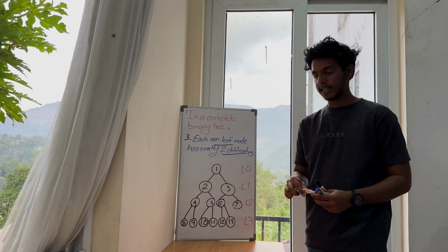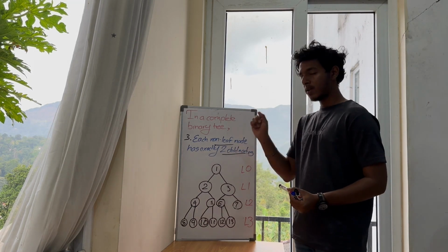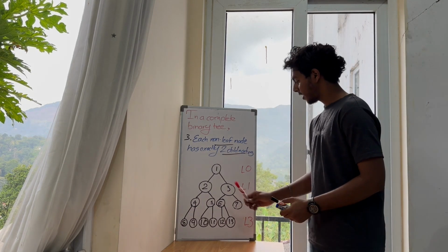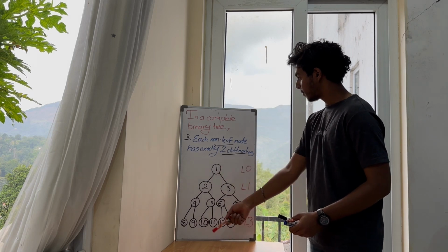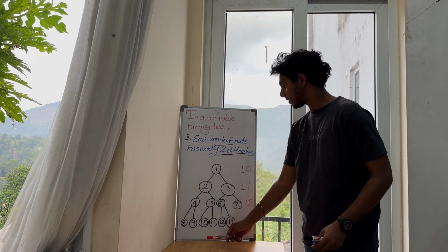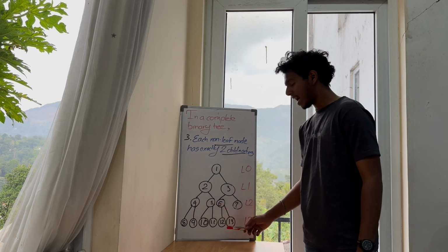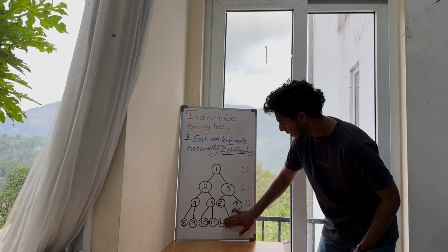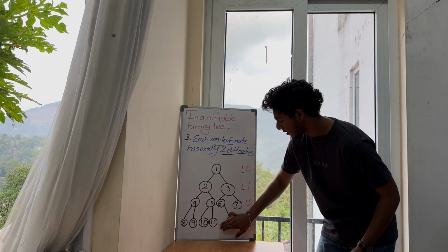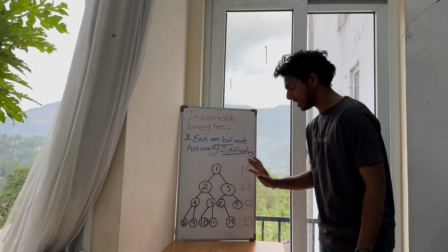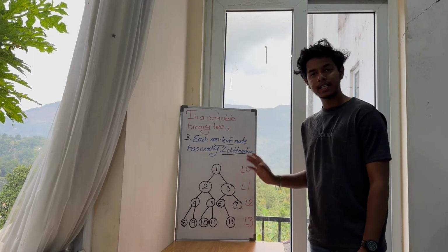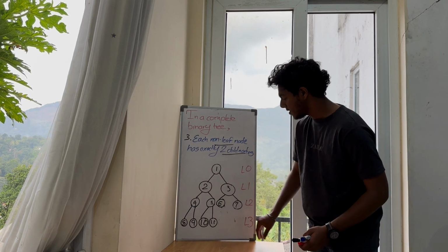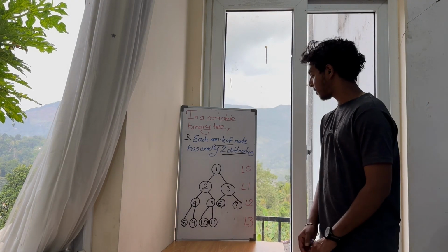So as it is stated here, every non-leaf node has exactly 2 children, not more, not less, exactly 2 children. As you can see in this complete binary tree diagram, each non-leaf node has exactly 2 children. For example, if we do this, this has only one child node, this is incorrect. This is not a complete binary tree. So if we erase this, now this is a correct complete binary tree diagram.